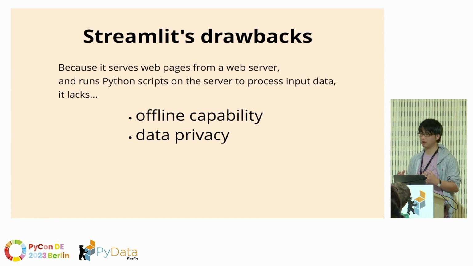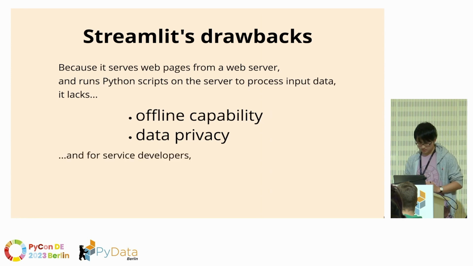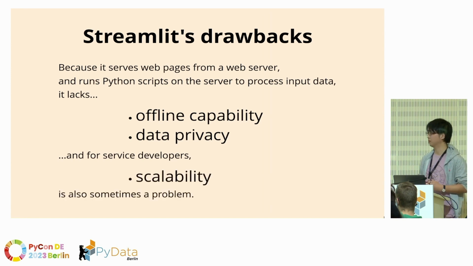And when we want to process some data with the hosted Streamlit application, the data must be sent to the remote host because, of course, the logic implemented in Python is running there. So in that case, there is no data privacy, which could sometimes be a problem conflicting with some business requirement or security policy. And also, from the viewpoint of service developers, scalability is sometimes a big problem because a Streamlit application needs a dynamic Python runtime running on the server side.